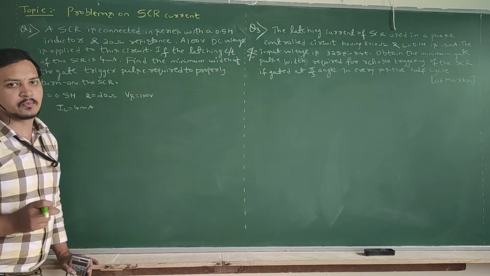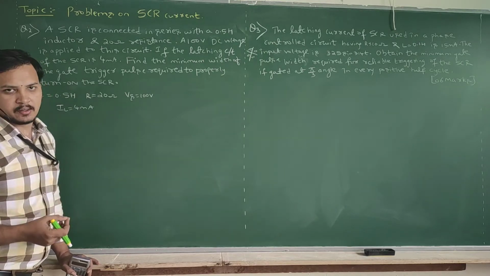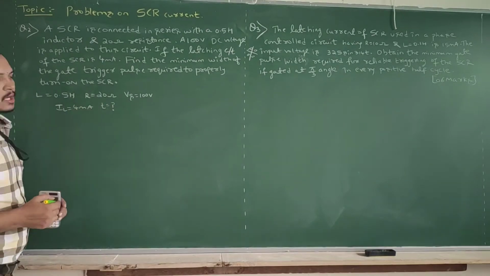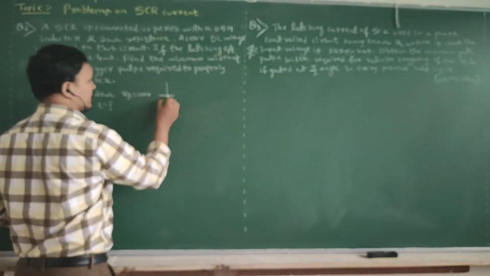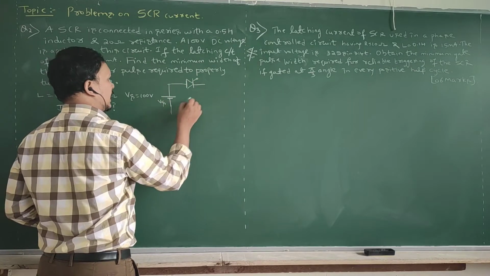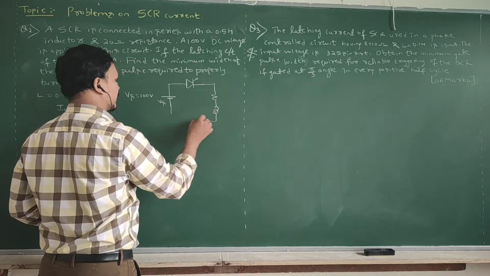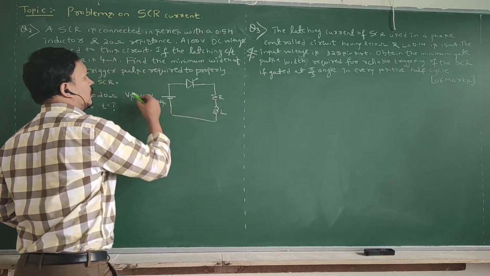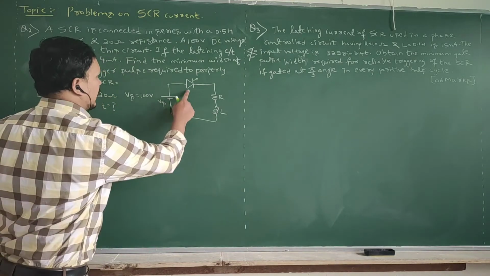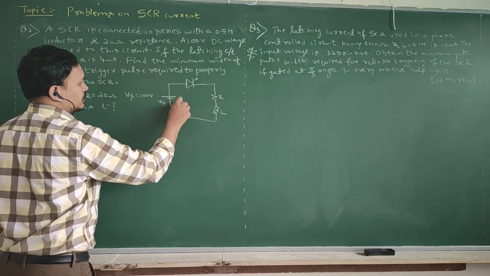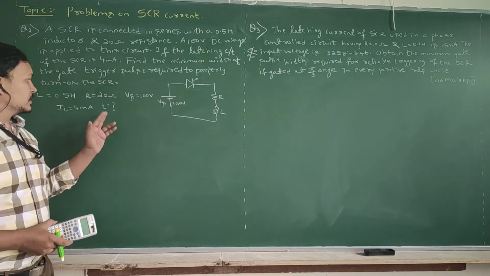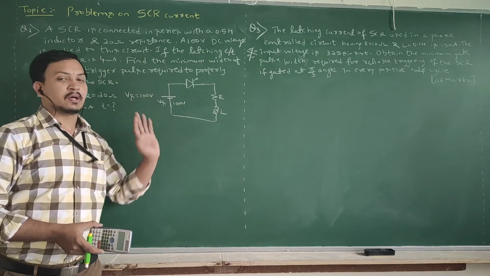That means you have to calculate the time to trigger the SCR. For all problems, the circuit is this: Vs, thyristor, and driving some RL load. All the values, L value and R value, you enter here. The applied voltage is 100 volts. What we need to calculate is the minimum gate pulse width required to turn on the SCR.